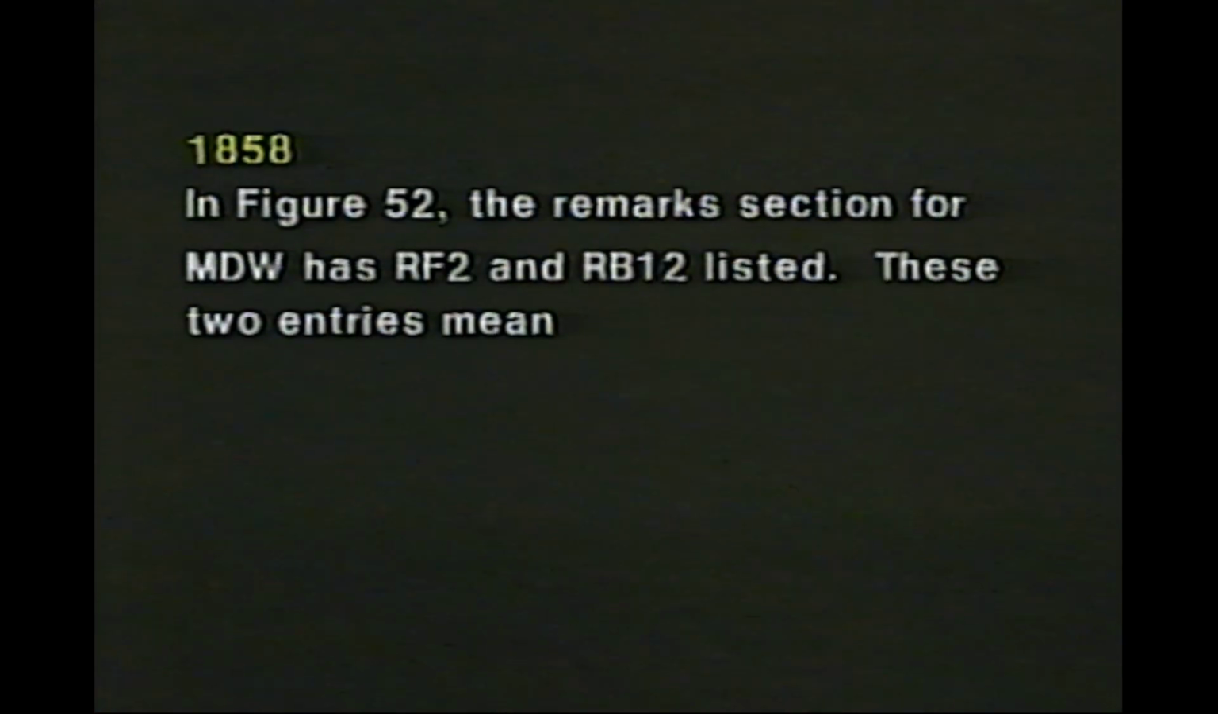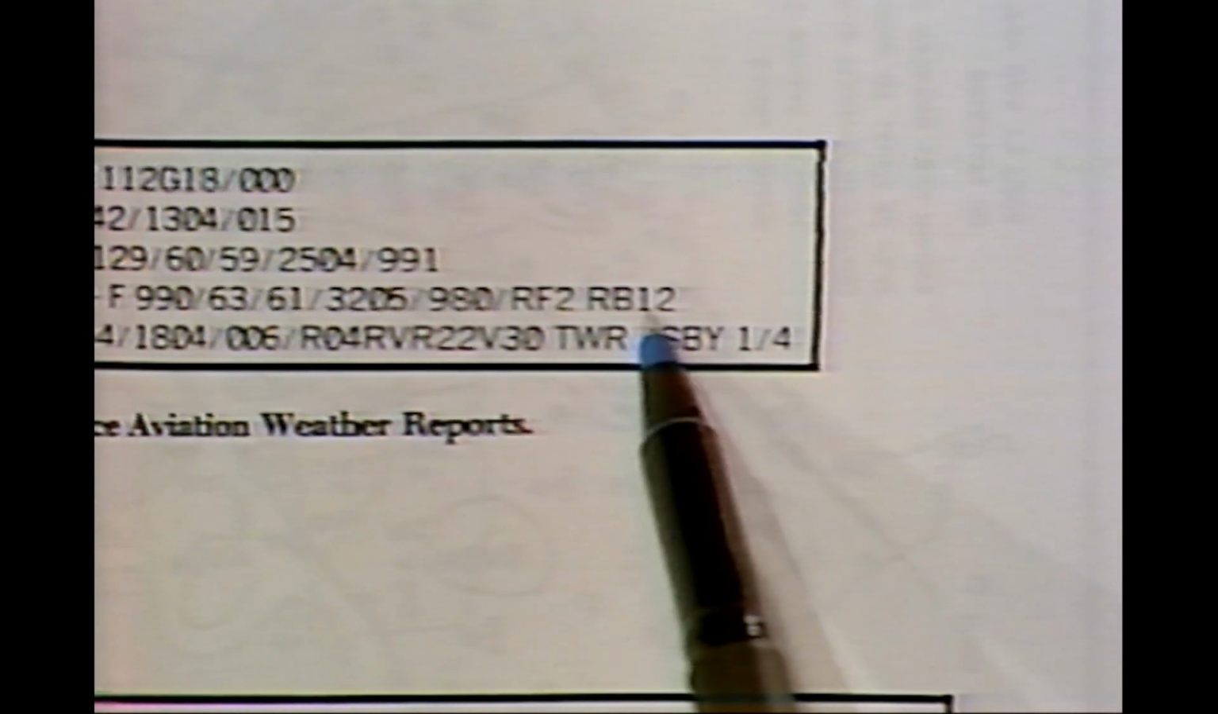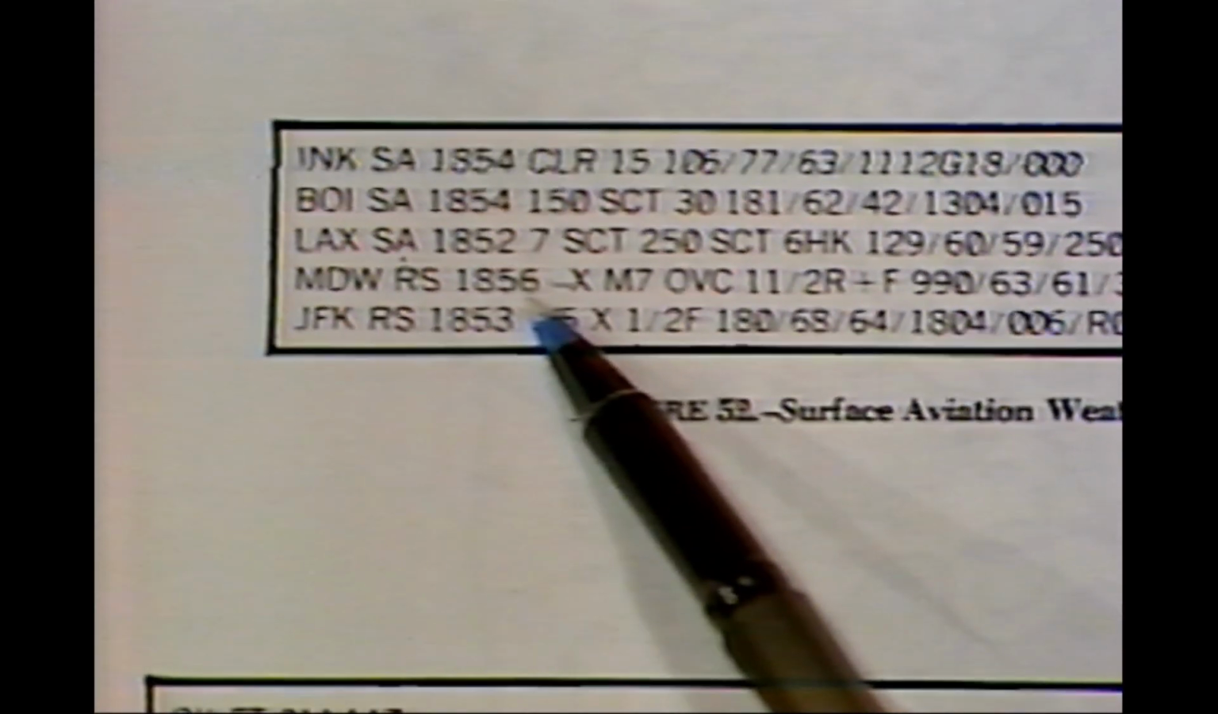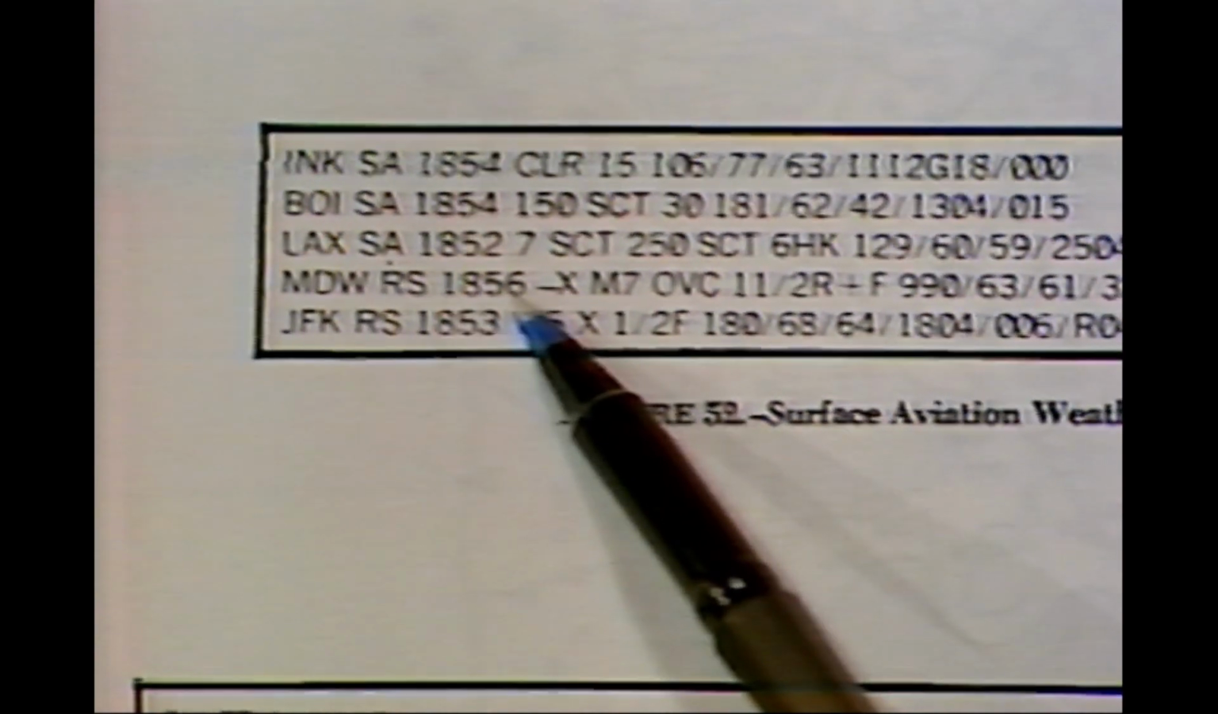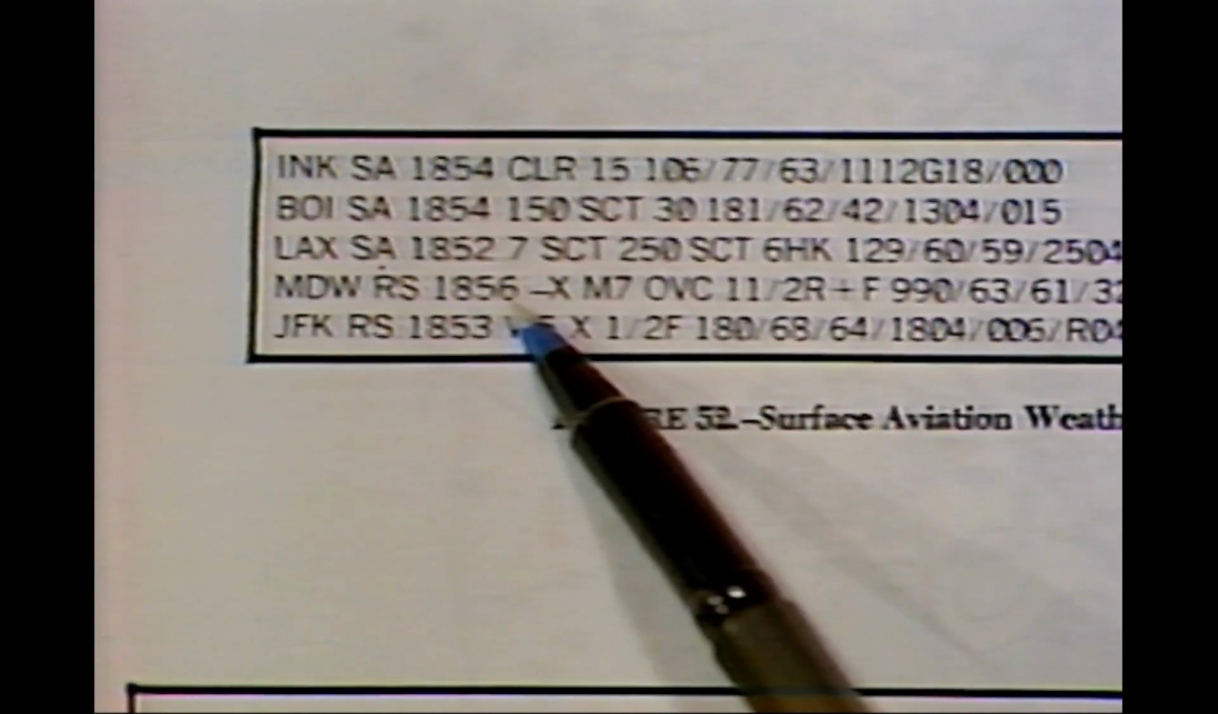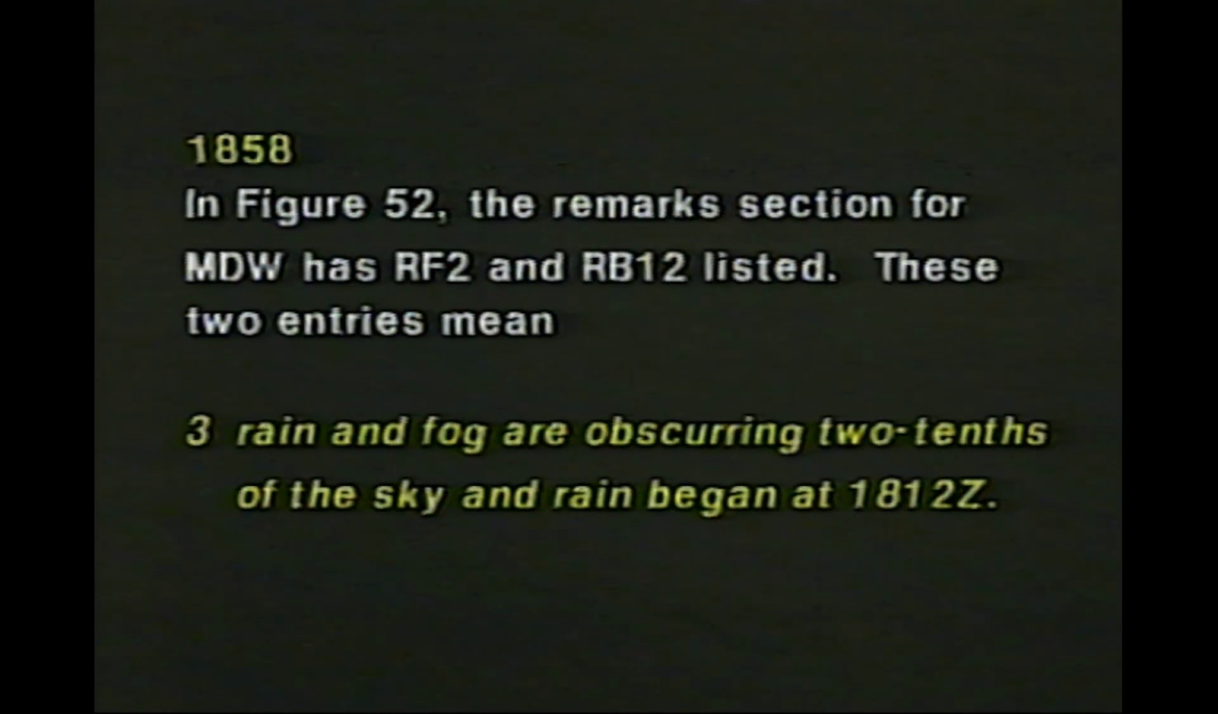858. In Figure 52, the remarks section for MDW, or Midway, has RF2 and RB12 listed. These two entries mean? Remember, RF2 has to do with rain and fog obscuring 2/10 of the sky, and RB12 has to do with the rain began at 12 after the hour. Well, to know the exact time, you need to go back to the left to find out the time of the report at 1856. If the report was made at 1856, obviously the rain did not begin at 1912. It began at 1812. So it would be answer number 3. Rain and fog are obscuring 2/10 of the sky, and rain began at 1812 Zulu.